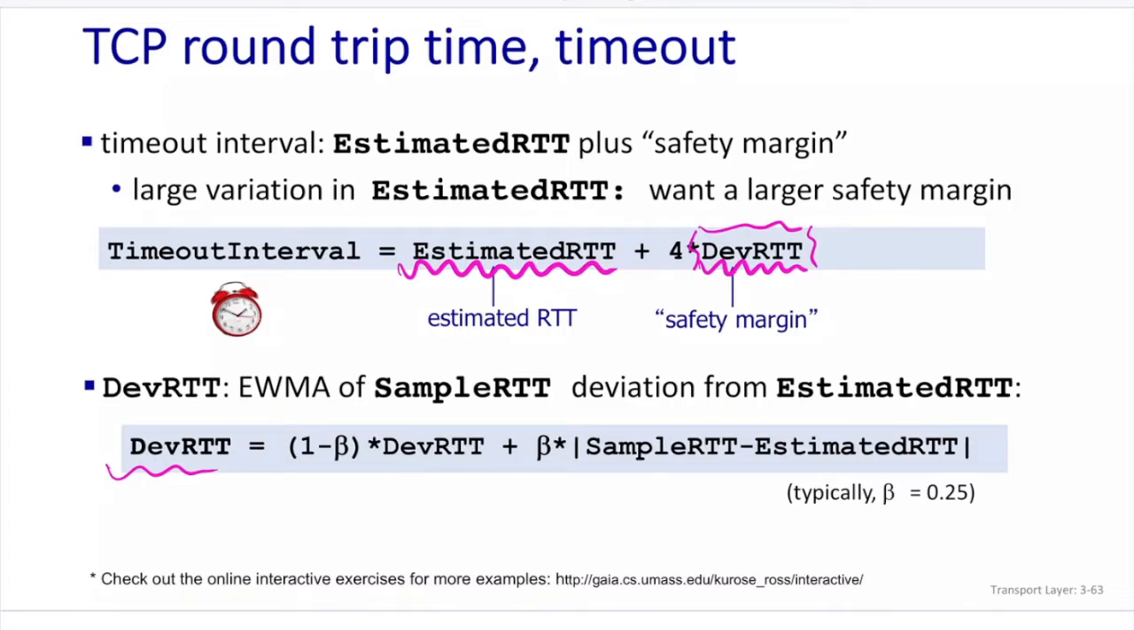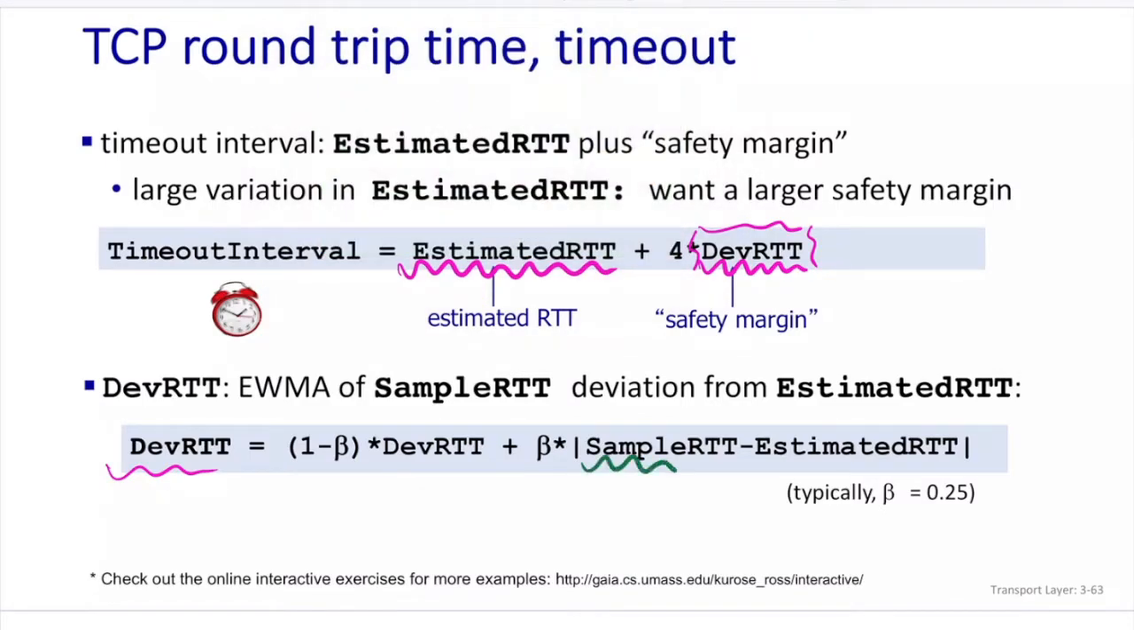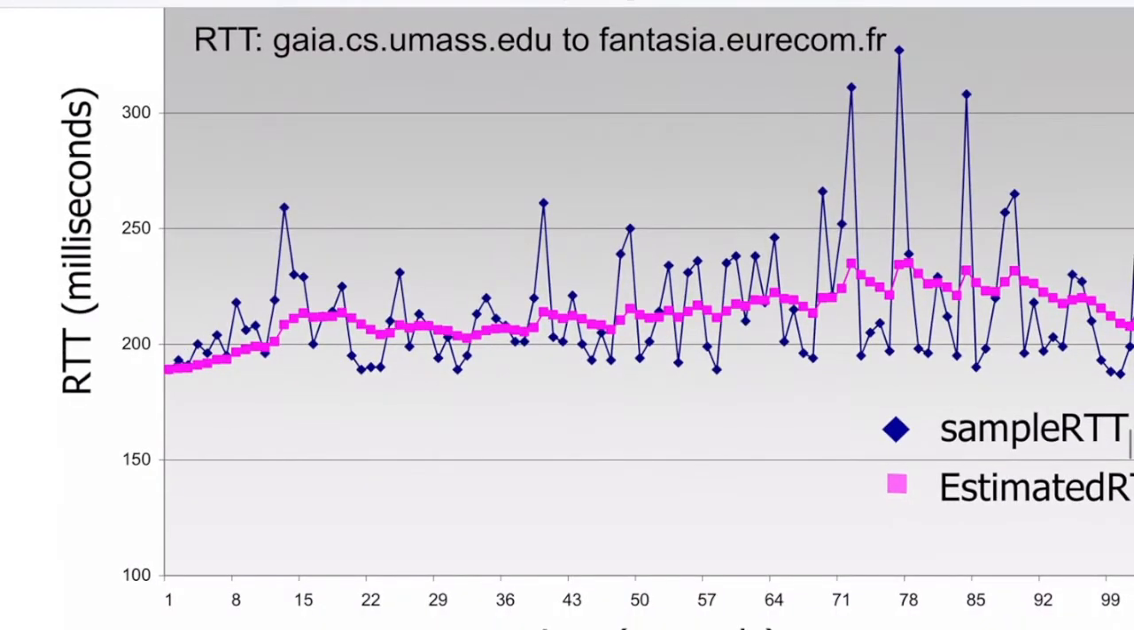It is also sampled. It is also an estimation, okay? So basically, you can take a look at this part, the green part, okay? Sample RTT minus estimate RTT, and it is the absolute value, right? So basically, it is this part.